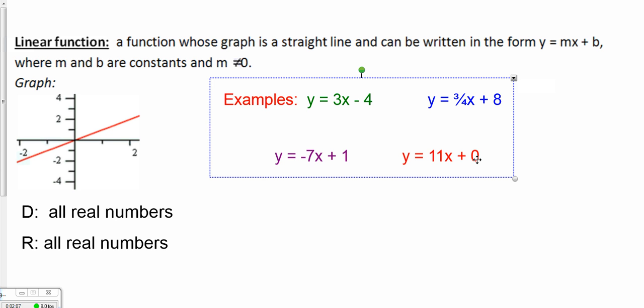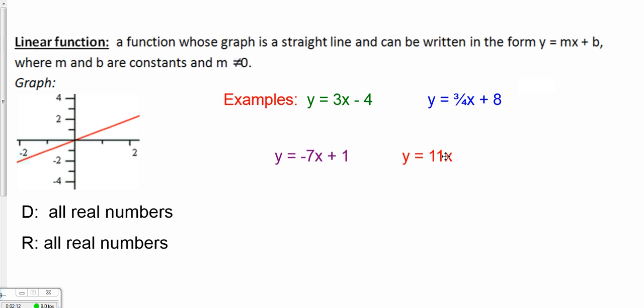And in this one, I wrote it with a plus 0. You could get rid of that 0 and just say y equals 11x. That's still going to be a straight line. It's just going to go right through the origin because that plus 0 means 0 is our y-intercept. Okay, so in a graph like this, if this were our line, technically we would say this is in quadrants 1 and 3. Okay, it doesn't go into this quadrant, doesn't go into this one. It goes right through the origin there. The origin isn't in any quadrant, it's in the exact middle.